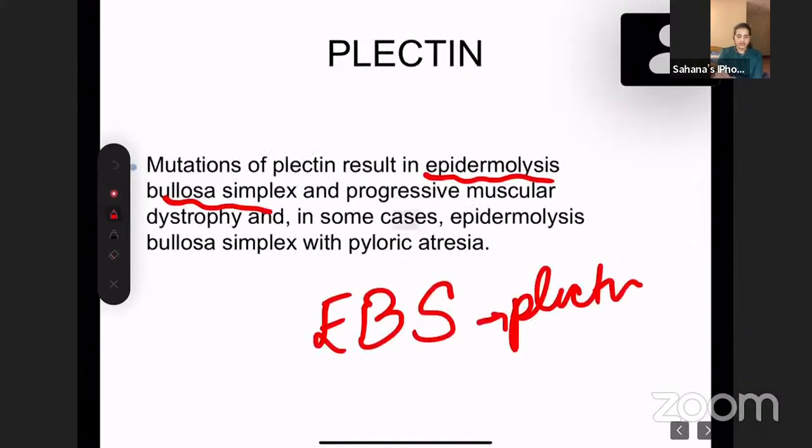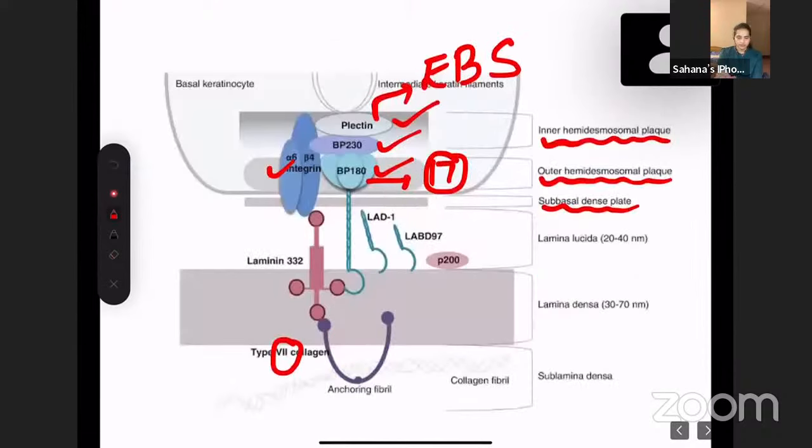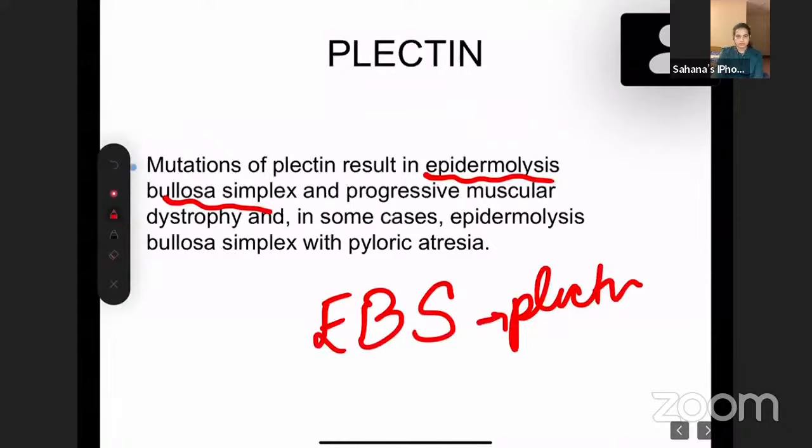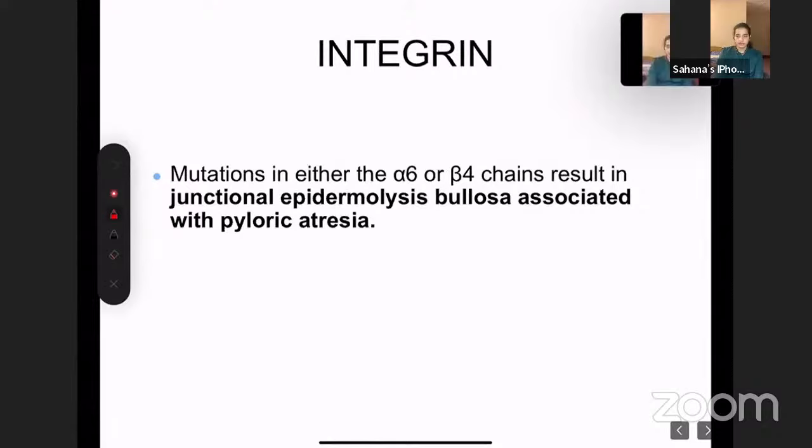So let's go back to this diagram. A lot of autoimmune conditions, and junctional EB. So integrin was the other structure. We studied plectin, BP230, BP180, and now let's look into integrin.